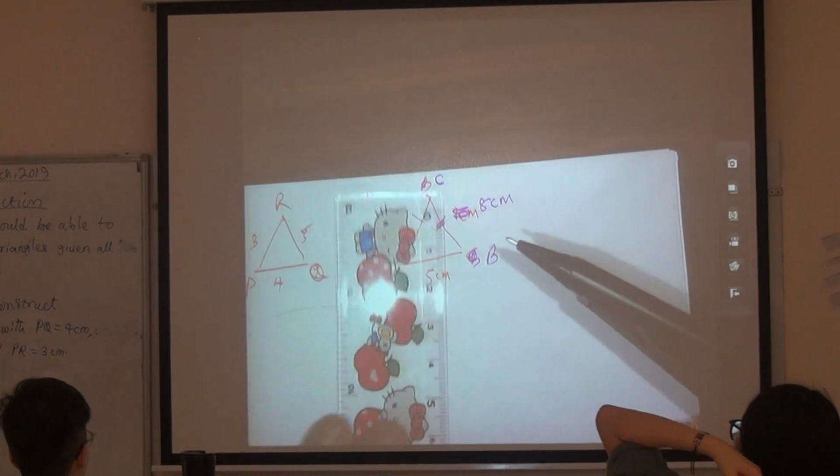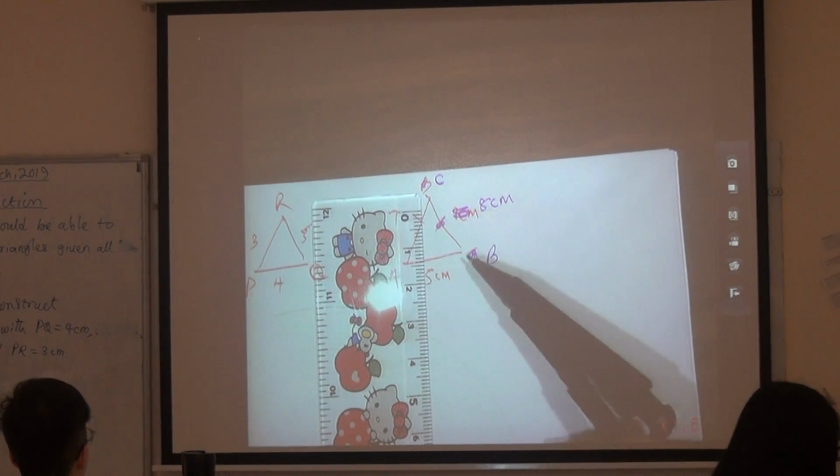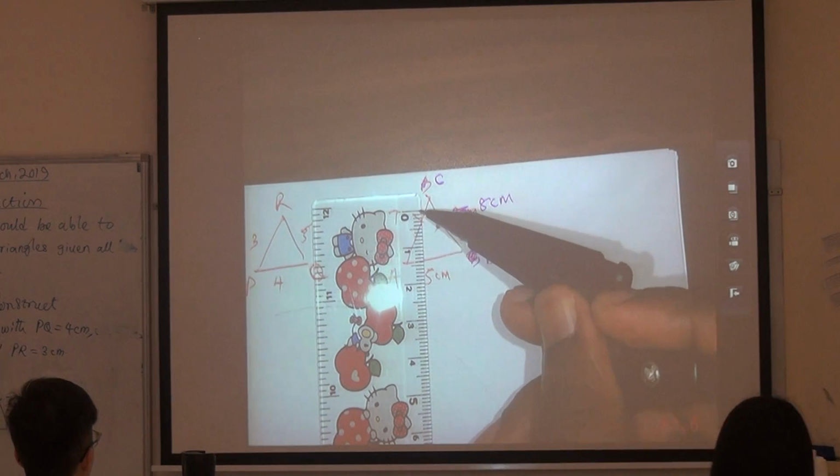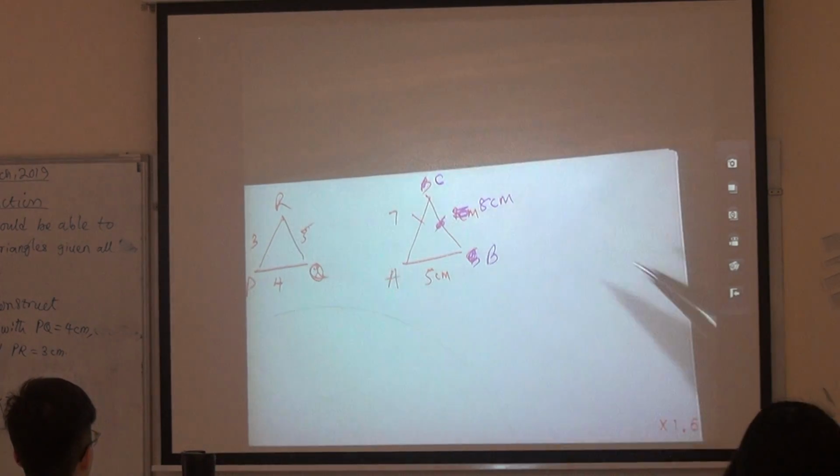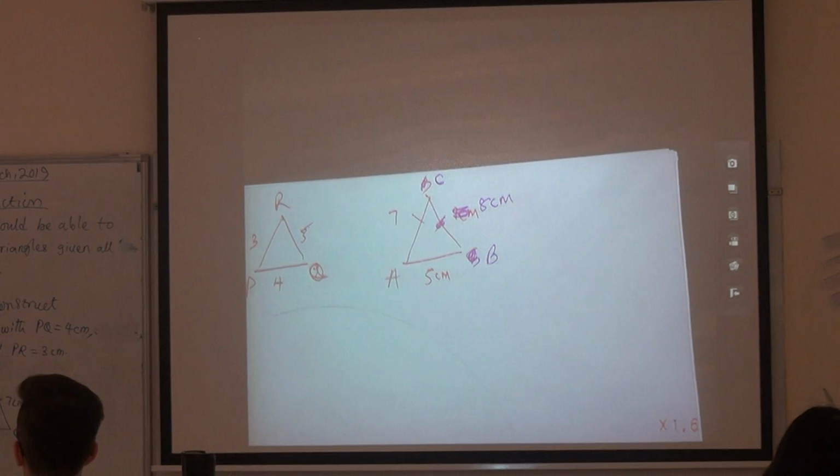So the second clue is that somebody said the C you are looking for is 8 centimeters from B. Then we do the same thing. Is that 8 centimeters? Looks like it.